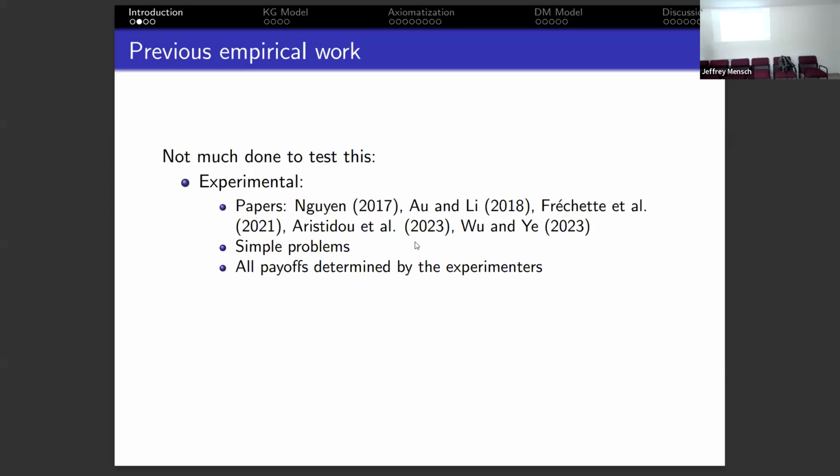Now, obviously the literature on Bayesian persuasion is huge. I think last I checked, there were several thousand citations on Google Scholar. But in terms of the empirical literature on it, it's actually fairly thin. There's very little that's been done to actually try to test this in practice. There's been some experimental work, but generally the experiments are pretty simple, and the payoffs from these experiments are defined by the experimenters in advance.